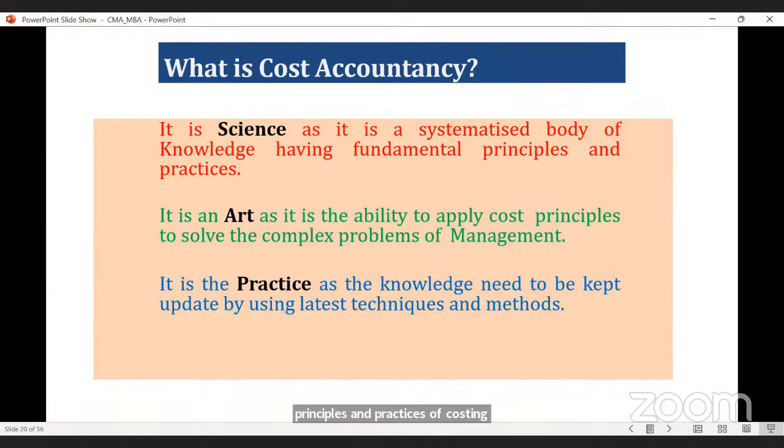Did you understand? Cost accounting, costing, and cost accountancy. Yes, sir. Yes, sir. Okay.